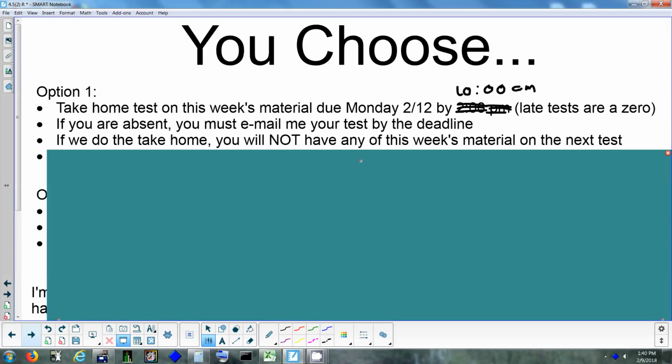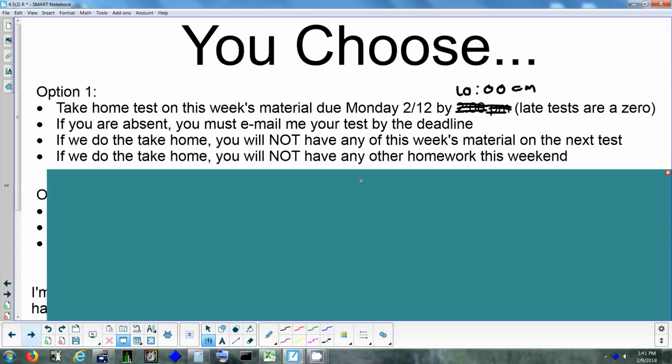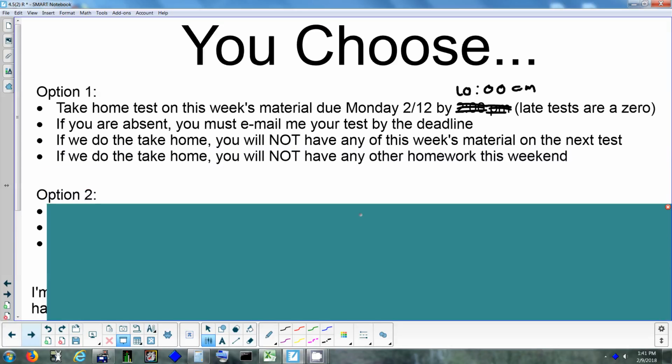If you do the take-home, you will not have any of this material on the next test. Remember, vacation and shop. You might forget this week's material. If you do the take-home, there will be no other homework this weekend. Just that. That's option one.